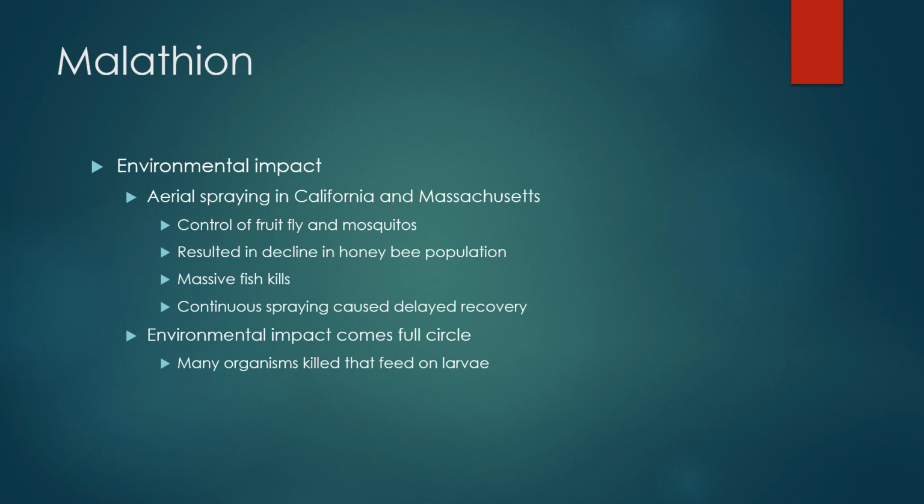In California, studies done to determine the effects of the malathion spraying discovered there was a drastic decline in the honeybee population as well as other non-target species being affected. In Massachusetts, it was found that there were massive fish kills attributed to malathion spraying, and the continuous spraying caused a delay in recovery of these non-target species populations.